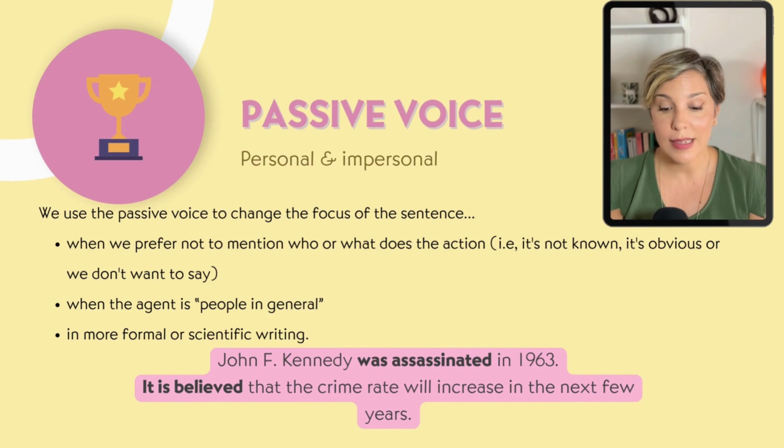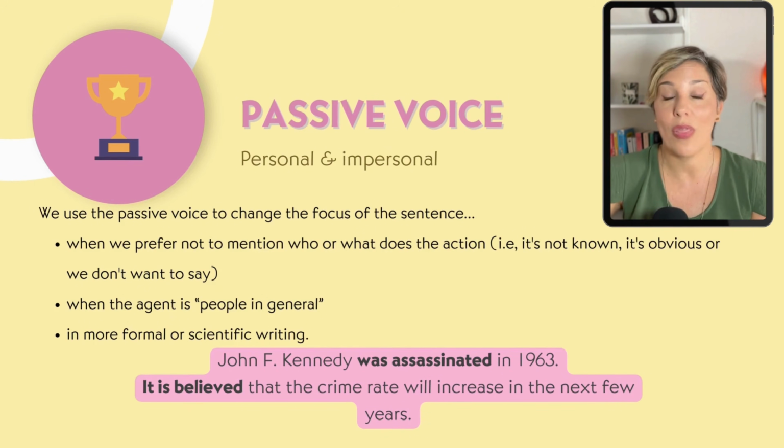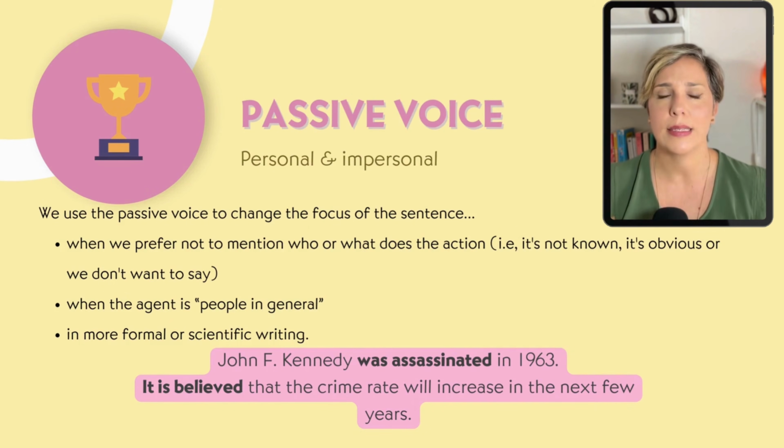So if you look at the examples on the screen, you have, well, John F. Kennedy was assassinated in 1963. In this case, we are using the passive because the focus or the importance is actually that this person was assassinated, and we don't want to give the importance to the killer because obviously he was such a mean person. So the important thing is that this guy was killed, and that's why I'm choosing the passive, because I want all the focus to go to Kennedy, all right?